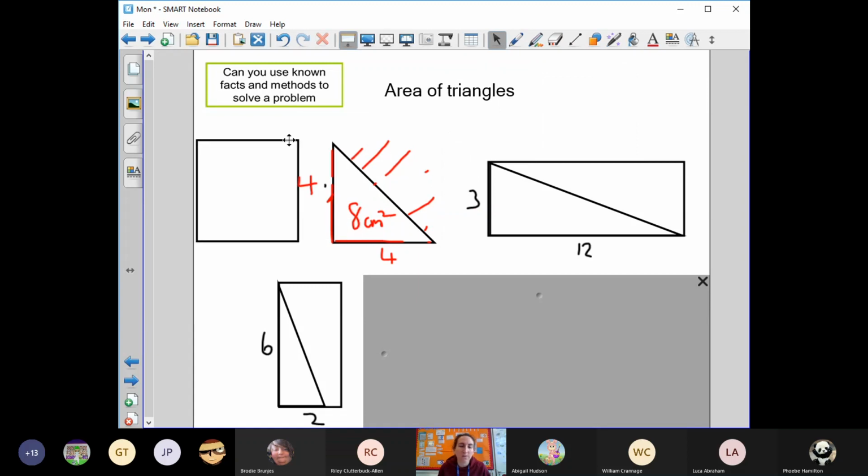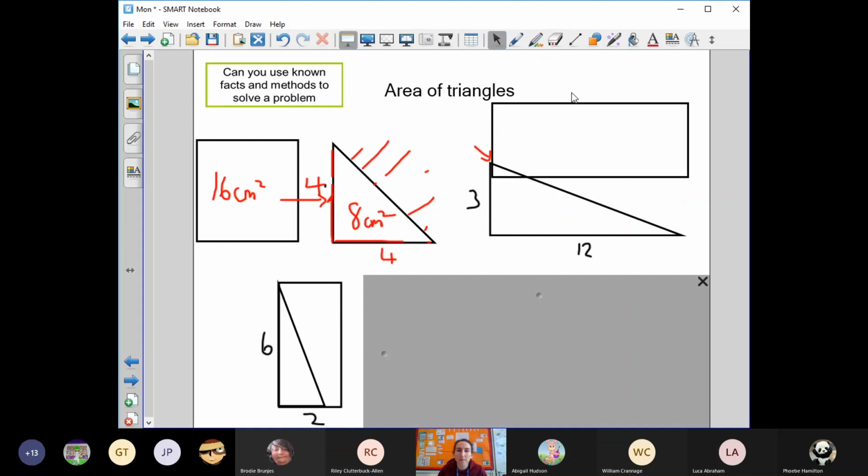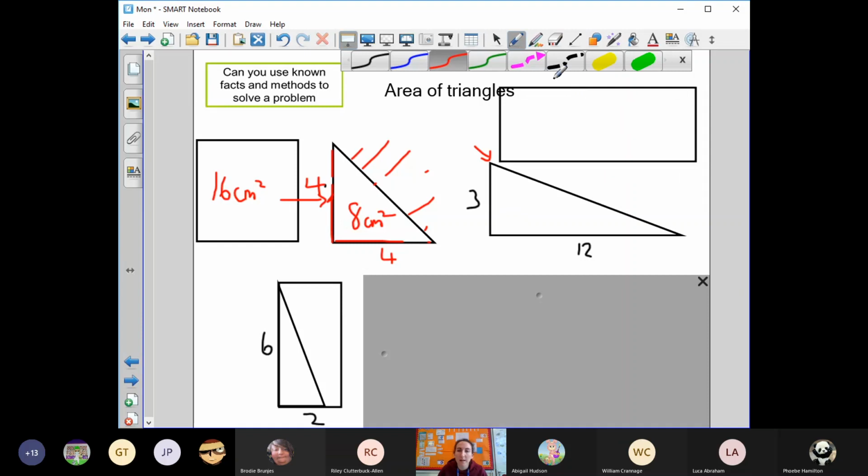Okay, so I'm going to move this square now. The square was worth 16 centimeters squared, and the triangle is only half of that. So we've halved it. In this one here, the rectangle, the area would be 3 times 12. So let's move this rectangle here. It would be 3 times 12 for the rectangle, which would be 36 centimeters squared, and this triangle was exactly half of the rectangle.